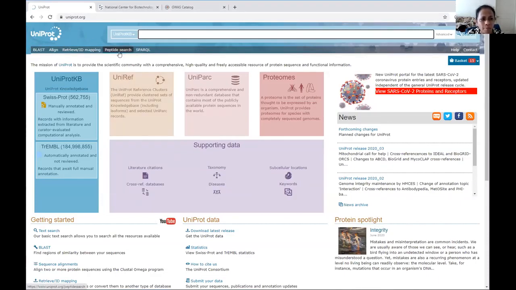You can do a small peptide search, and all of those things, right? So this is all. And then these are the reference clusters I told you about, where you cluster proteins that are similar at different cutoffs. And this is an archive, right?